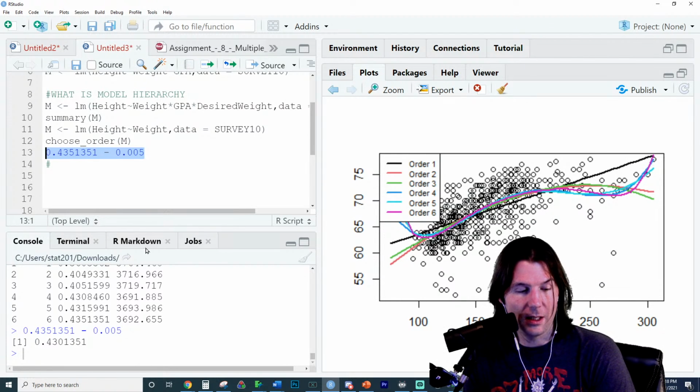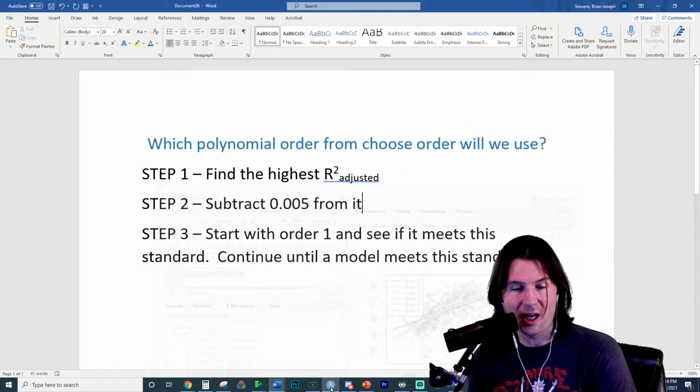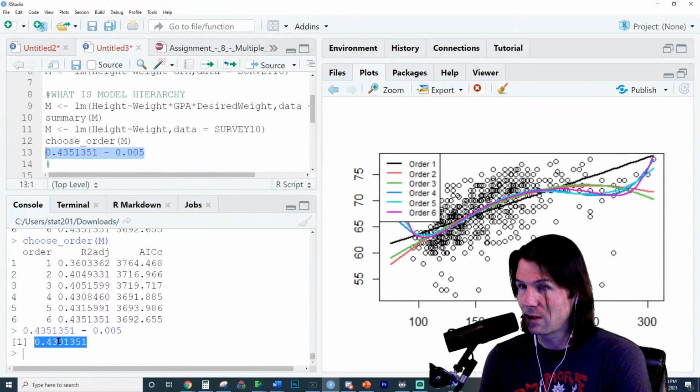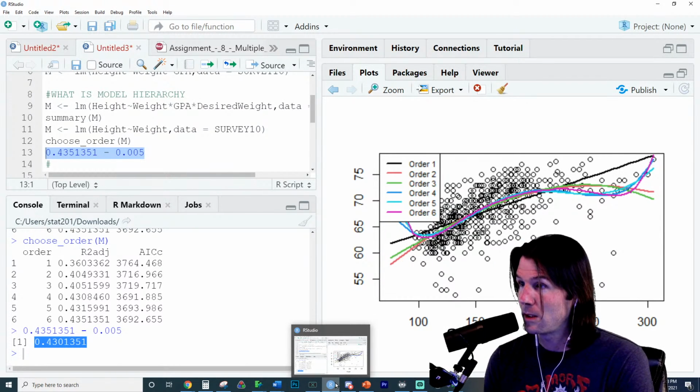And so here is what we get. Okay, now which model am I going to start with? Just put a number in the chat. Which model am I going to start checking to see if it meets this standard? This is how much I have to get for my R squared adjusted for it to be good, to be a model I'm going to use. So we have to meet that standard.